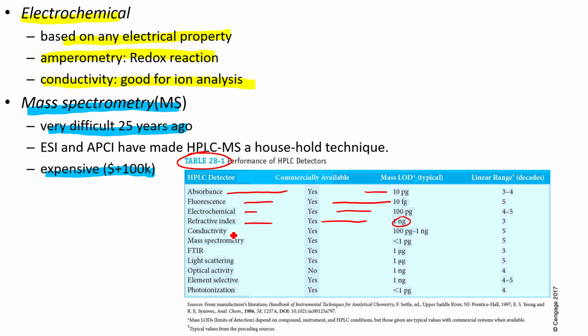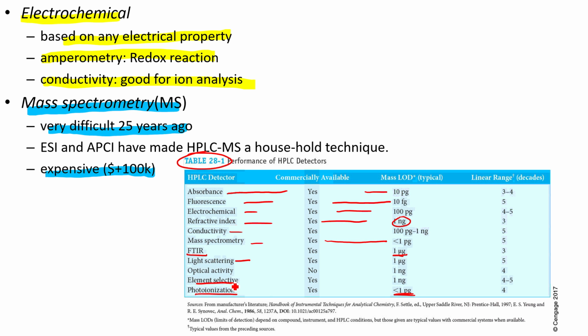Conductivity is pretty good. Mass spectrometry is picogram or less, depending on if you're running scanning mode in mass spectrometry or you're running the SIM mode. If you're running SIM mode, you can get in that femtogram. If you use infrared, not near as sensitive, but you get some structural information. Again, the light scattering, photoionization is a newer one. It works pretty good, pretty decent sensitivity.